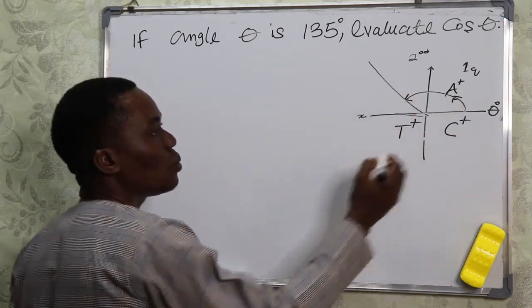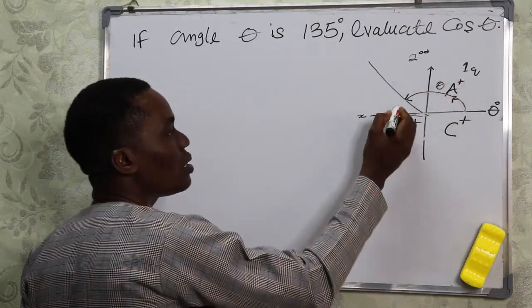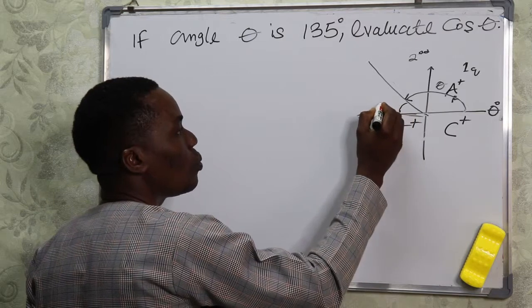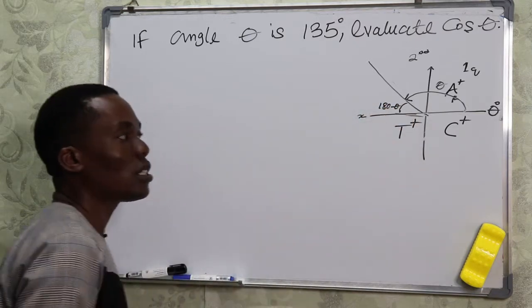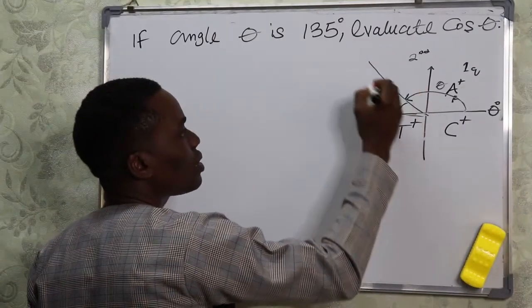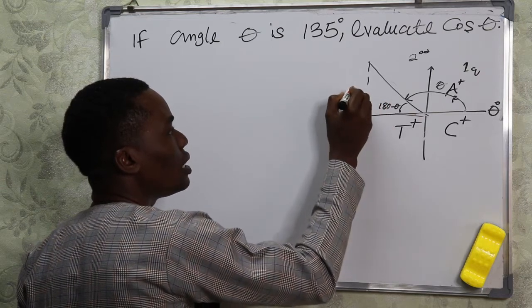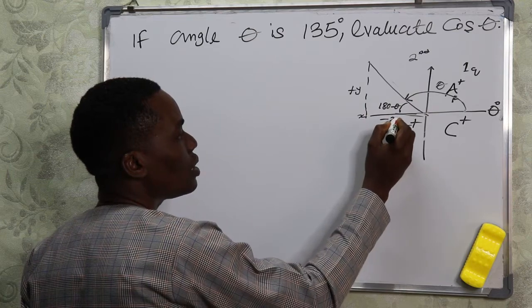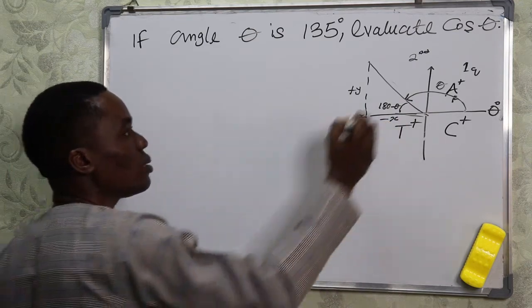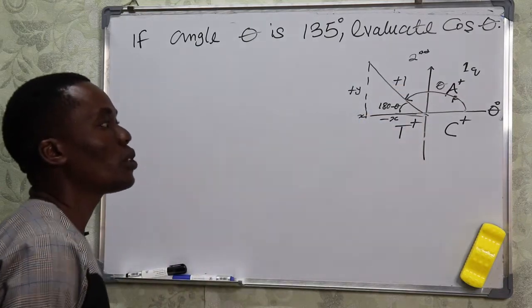If we take here to be our theta, so that means this little angle here will be what? 180 minus what? Minus theta. Now let's assume that this place is the y-axis, and on this axis our y is positive, this end is the x-axis, on this x-axis our x is positive, and the hypotenuse is always 1, which is positive.